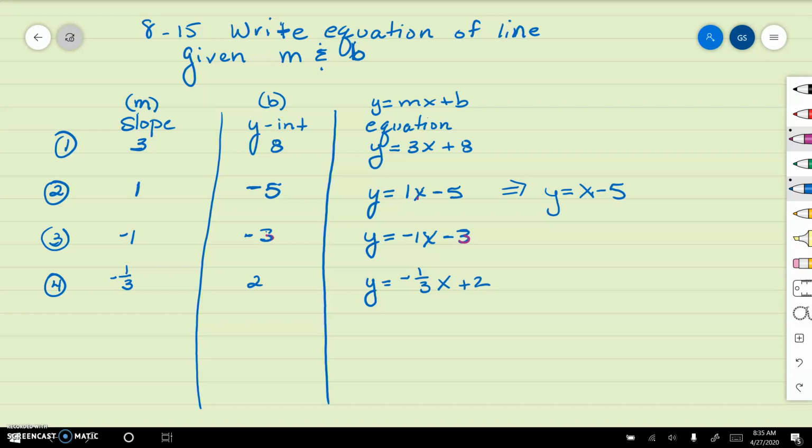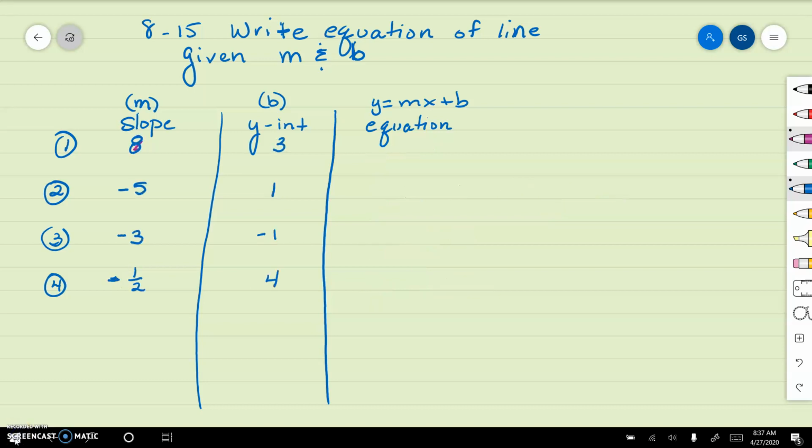All right, so now what I'm going to do is I'm going to give you 4 to do on your own. Hold on a minute. Okay, so hit pause so you can copy down these problems. Okay, so I've changed the numbers, and what I want you to do is write the equation of the line given the slope and the y-intercept in the first 2 columns. Okay.